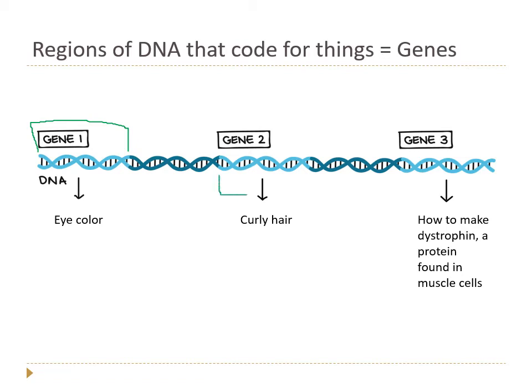So when we look at a double helix, when we look at a molecule of DNA, what we'll find is that certain regions of it have code for certain things. So in this example, I've said, well, maybe gene 1 has information that determines your eye color, and maybe gene 2, which is this segment of the DNA down here, is what's going to give you curly hair instead of straight hair, right? And maybe gene 3 further down on this DNA molecule has information on how to make dystrophin, a protein found in muscle cells.